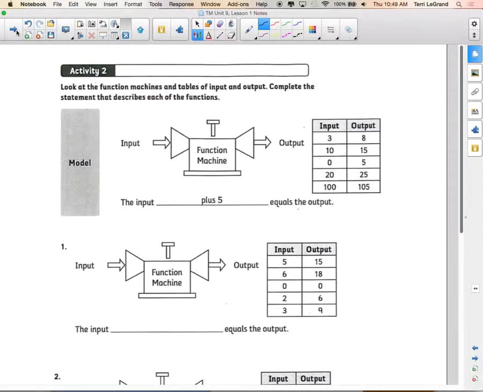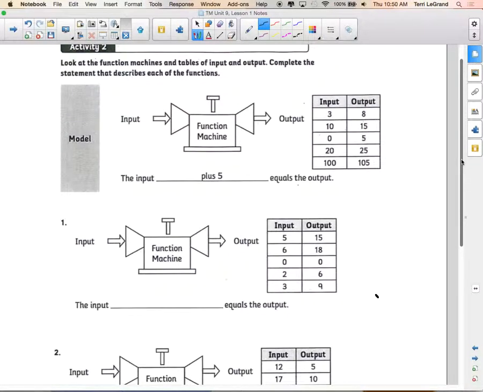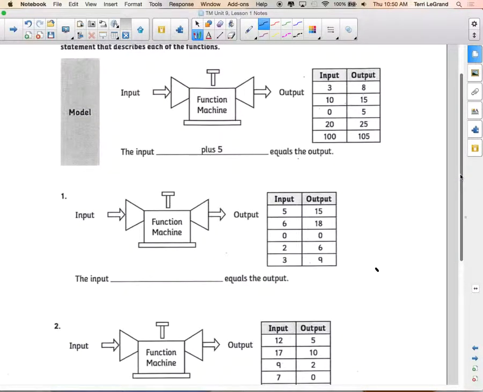Because now we're going to work with input-output tables and a function machine. So the one that's in control, like the number of tickets you purchase, that's what we call the input, and the output would be the total processing fee. The output is what is dependent upon the one that's in control. So we don't know what this is representing, we just have a table, and we're supposed to find the rule. Look at the function and tables of input and output, complete the statement that describes each of the functions.